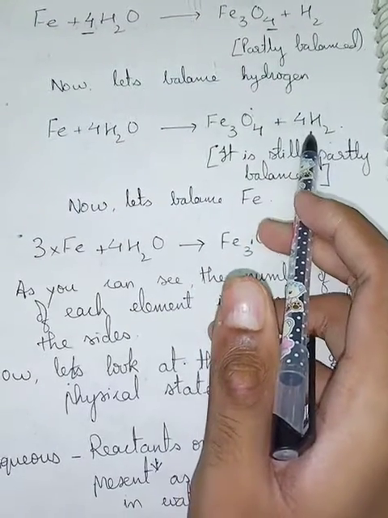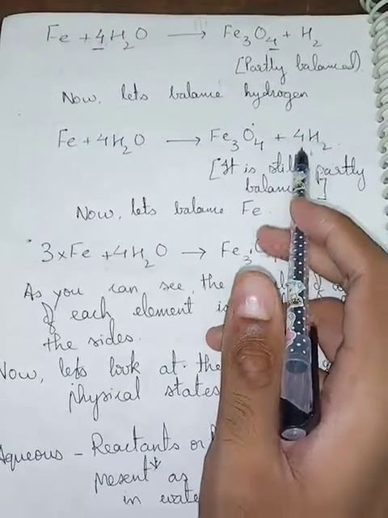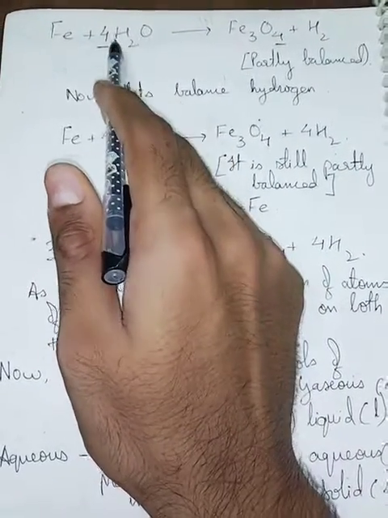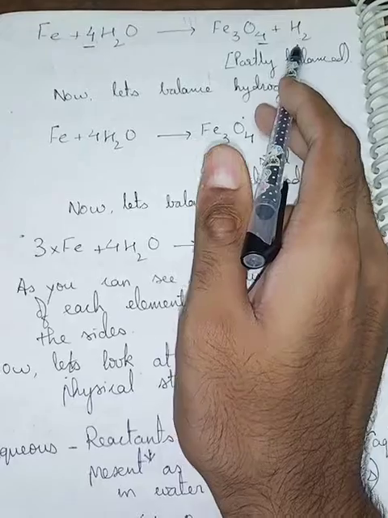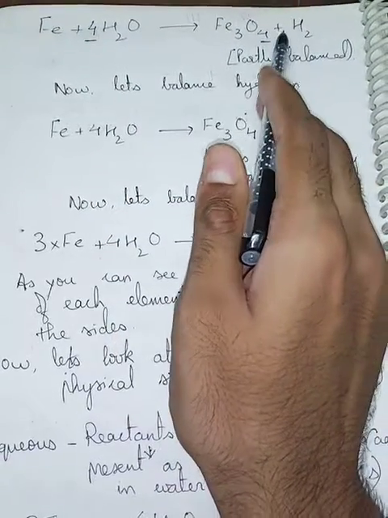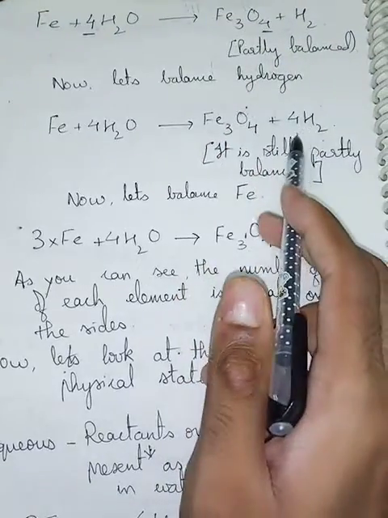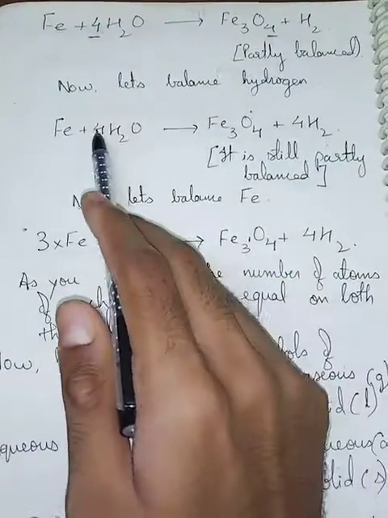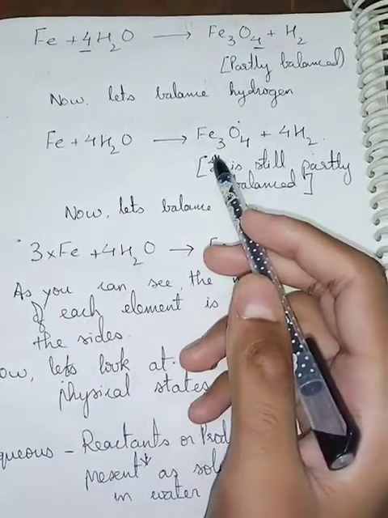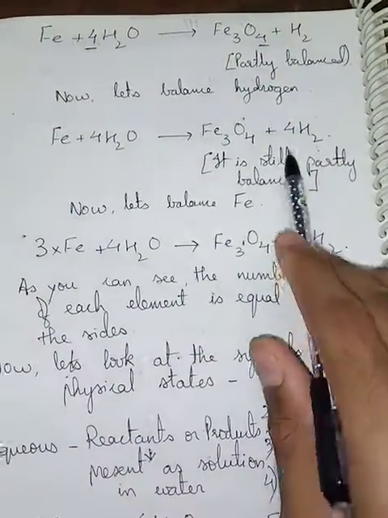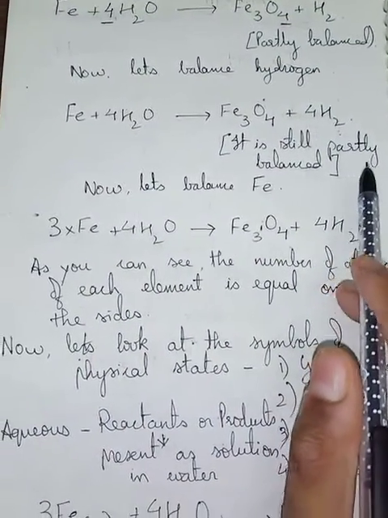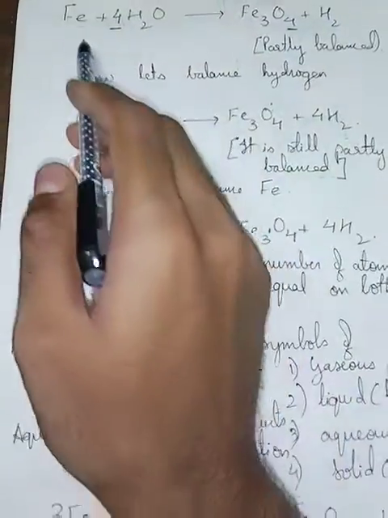Now why we have written 4H2 is that on the reactant side there are 4 into 2, 8 hydrogens. On the product side there are only 2 hydrogens. To get 8 hydrogens we need to multiply H2 by 4, because 4 into 2 is 8 hydrogens. Here also 4 into 2 is 8 hydrogens. So now we have balanced hydrogens, but it's still partly balanced because we did not balance Fe.